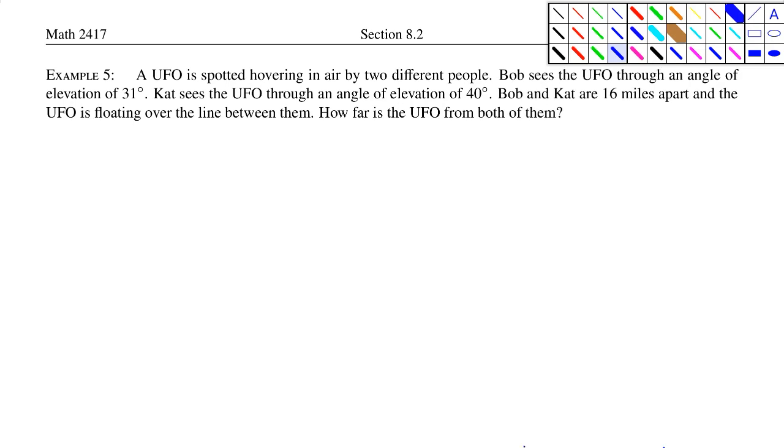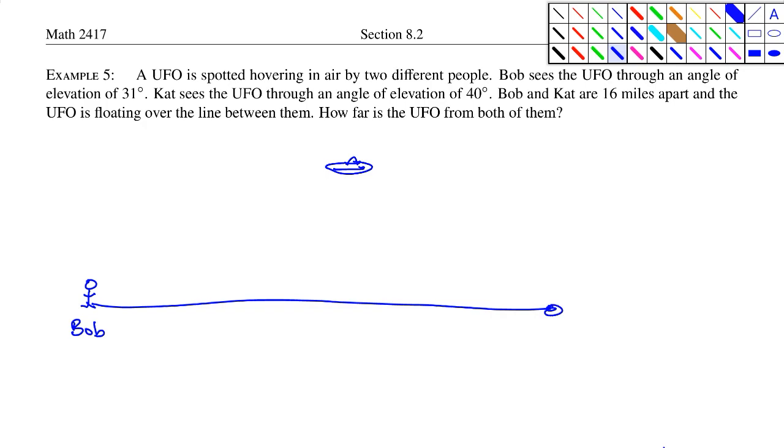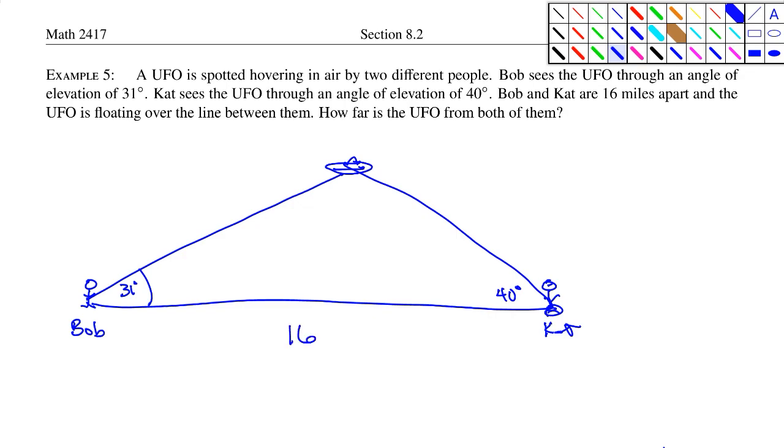So let's draw a little picture. Here's the UFO. And here's Bob. And here's Kat. The angle of elevation to the UFO from Bob is 31 degrees. The angle of elevation from Kat to the UFO is 40 degrees. We know that the two people are 16 miles apart. We want to find out how far the UFO is from both of them.